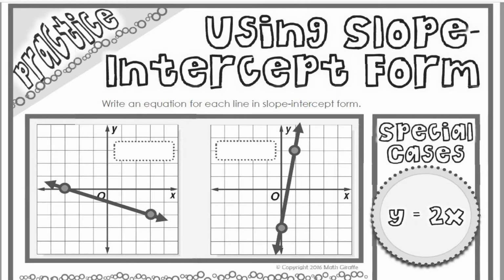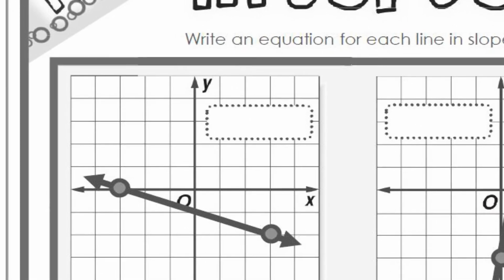So here's some practice using slope-intercept form. Write an equation for each line in slope-intercept form. So we'll start by looking at this one. Our y-intercept is right here. So we know that our b is negative 1. And for our slope, we went up 1 and over to the left 1, 2, 3. So our slope is negative 1 over 3, and the equation is y equals negative 1 over 3x minus 1.